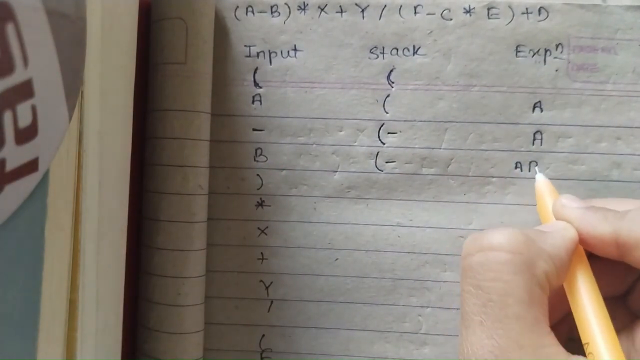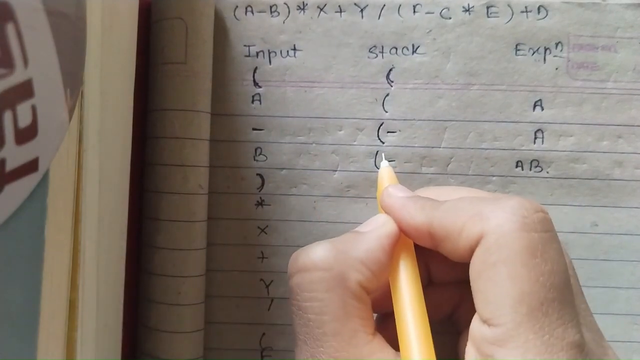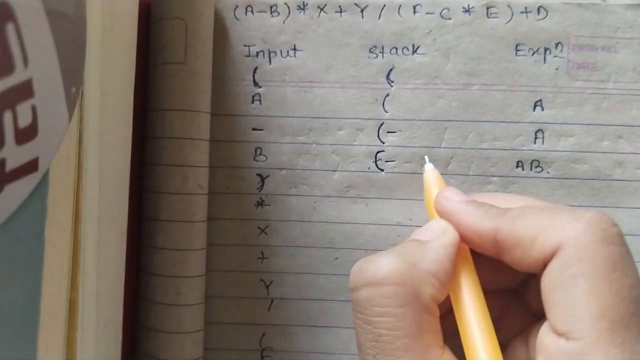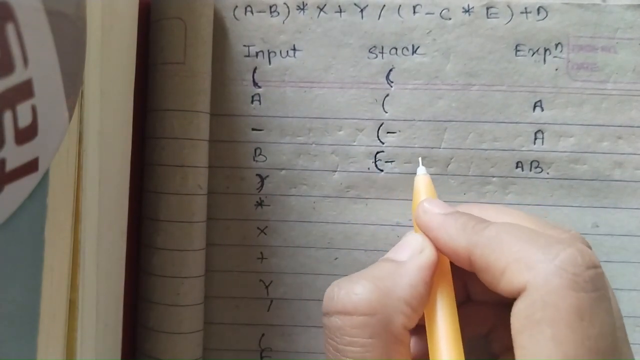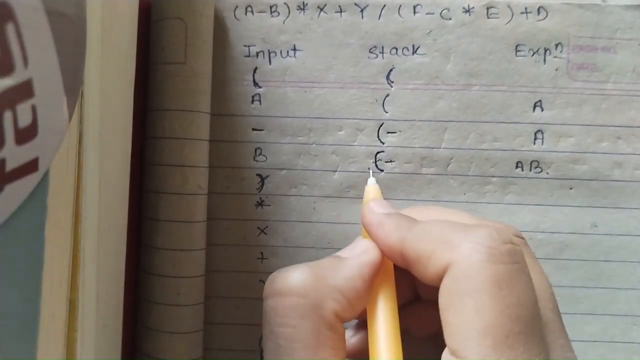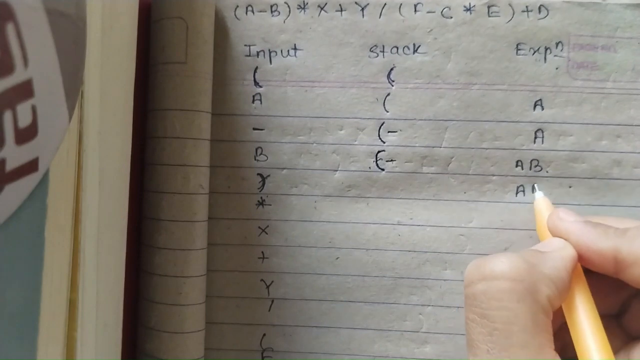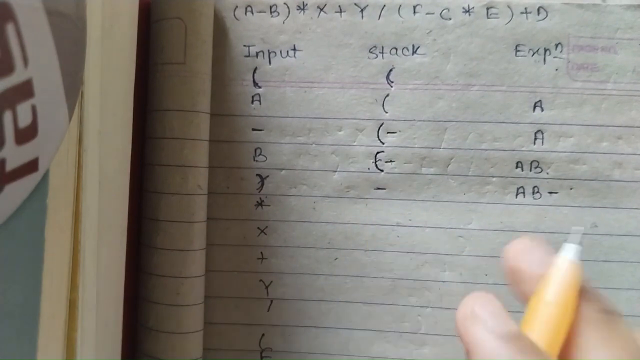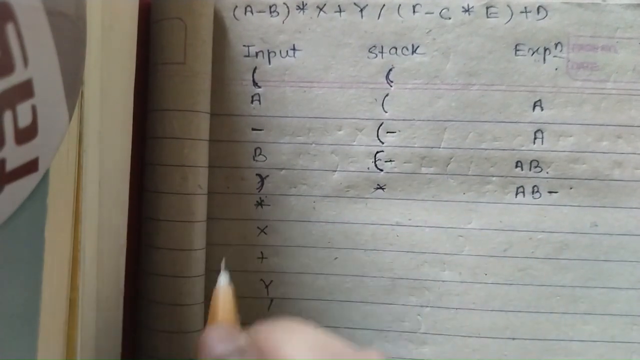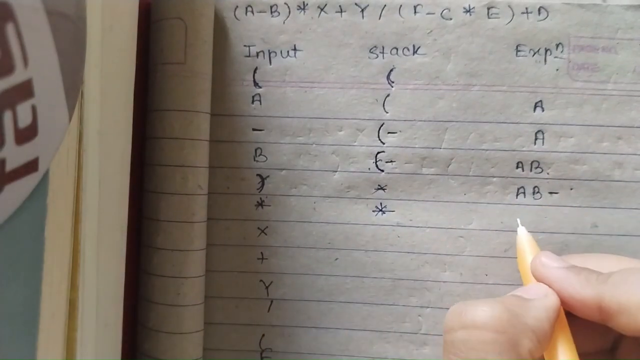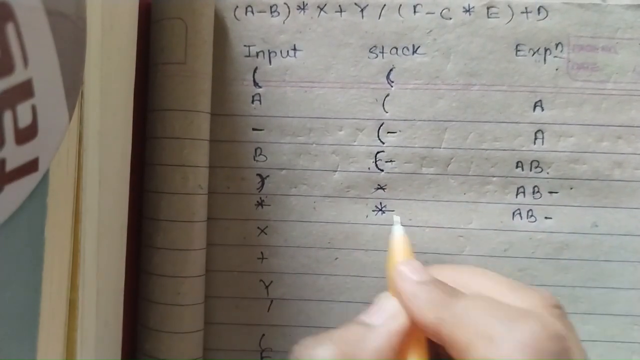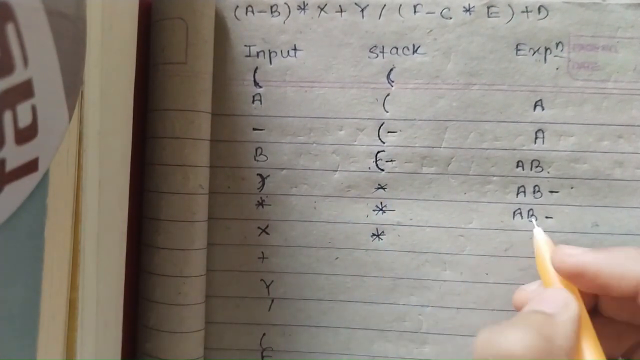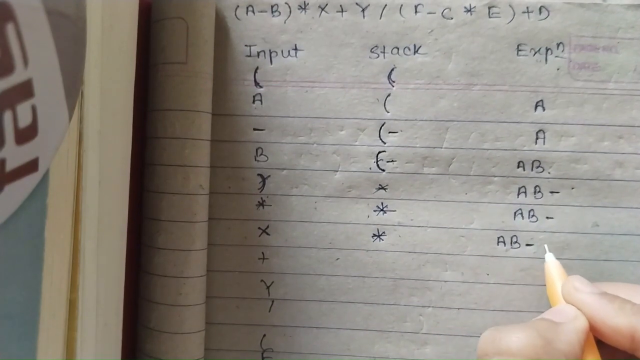So A B. Now see, if you come across two brackets which are opposite in nature, you cancel them out, and whatever operator is inside the bracket will be popped out into the expression. So A B minus. Next comes your multiply. Now nothing is left behind. Next comes your multiplication sign, and A B minus won't be popped out first. Next comes your X. X is an alphabet, right? So this will be popped out. A B minus X.